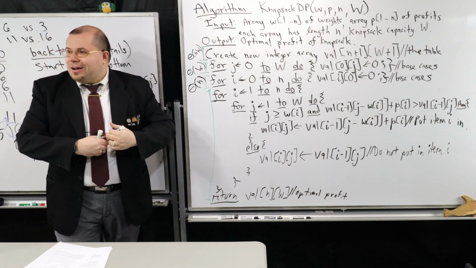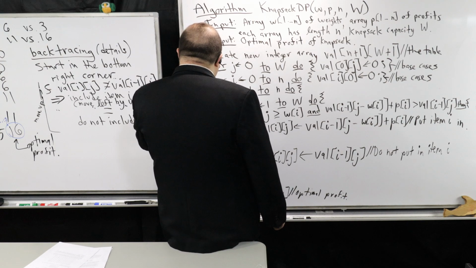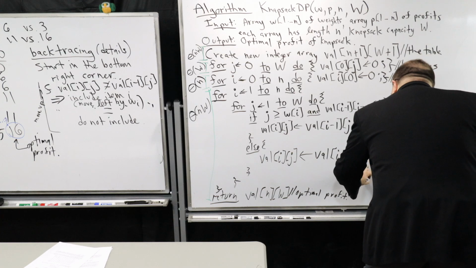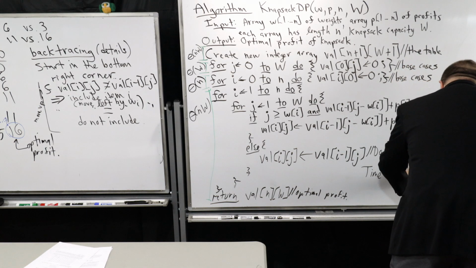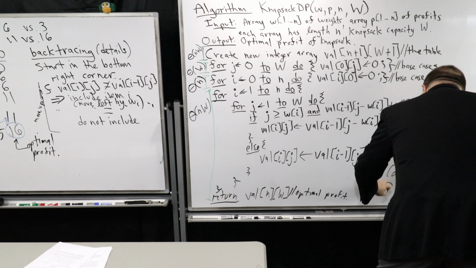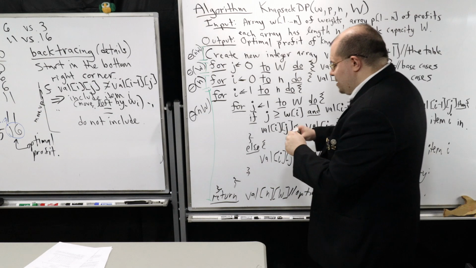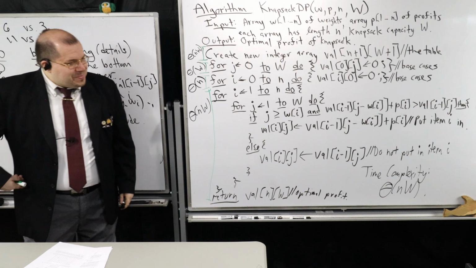So what should I put? Oh, yep, NW. Very good. So it's big theta of NW. What does that mean? That means the worst case time complexity, or I'll just abbreviate as time complexity, of this algorithm is big theta of NW, where capital W is the knapsack capacity.